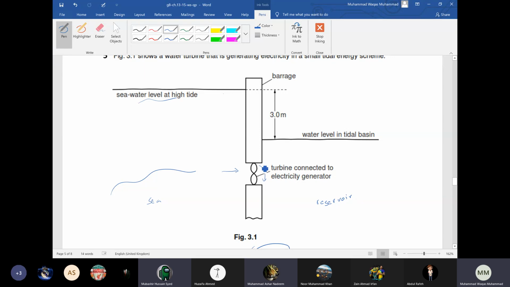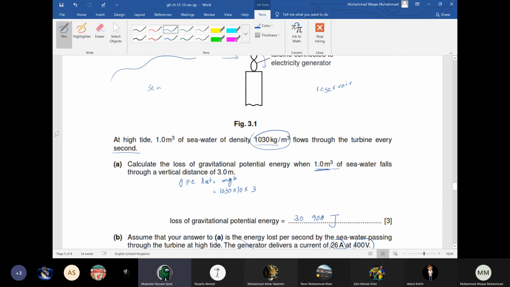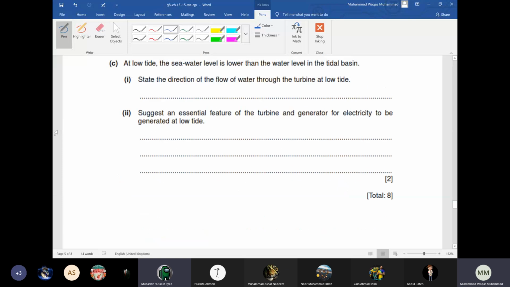So the opposite. More towards the left side. You don't just say left side, say on the opposite side. From the tidal basin to the sea, right? From basin to sea. Okay. Now suggest an essential feature of the turbine and generator for electricity to be generated at low tide.